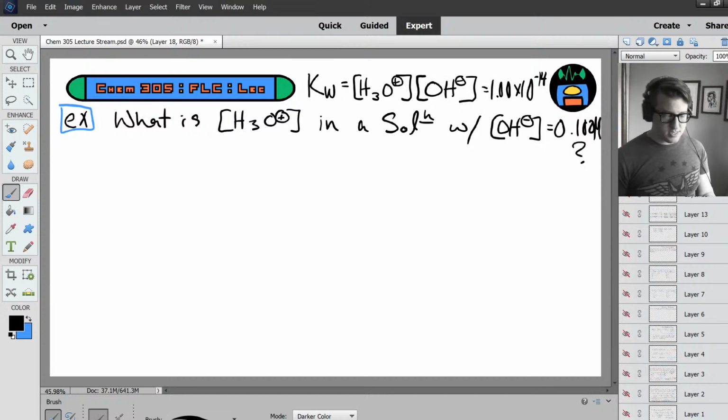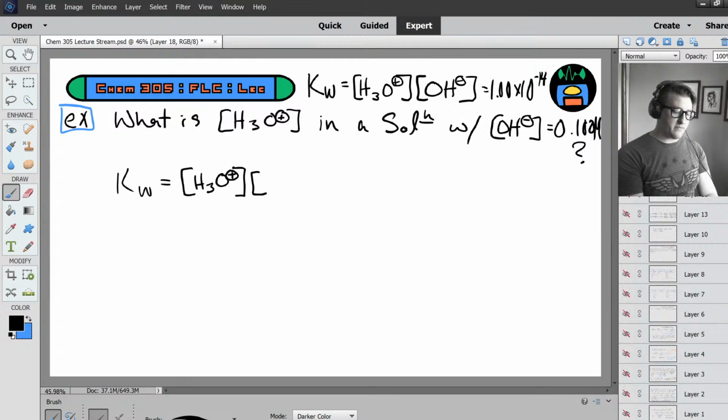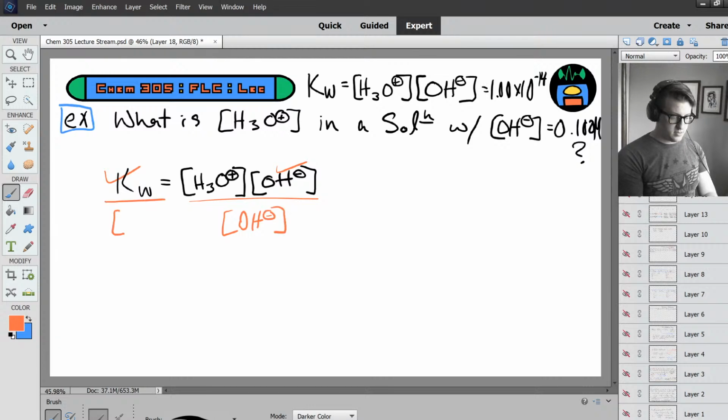All right. Well, to solve a problem like this, we need this equation. So I would keep it at the ready. Again, this won't be on exam 2. Sorry, this won't be on exam 3. This will be on the final. But I would keep this equation at hand because you'll notice you always know Kw, right? It's constant. We've been given hydroxide, so we can solve for the concentration of hydronium if we divide both sides by the concentration of hydroxide.